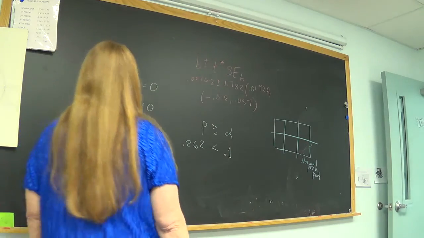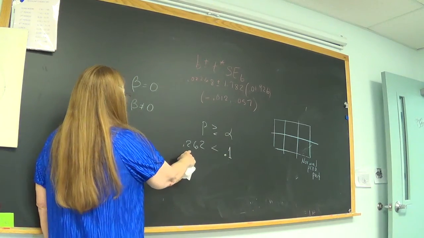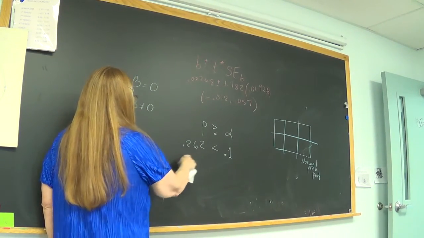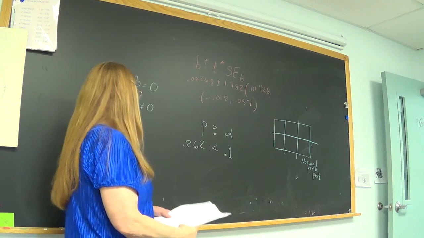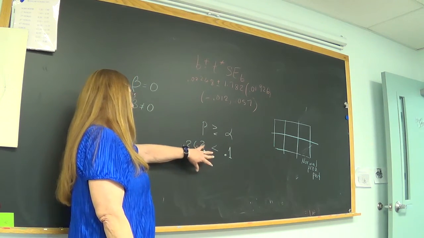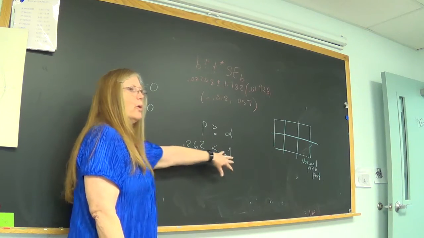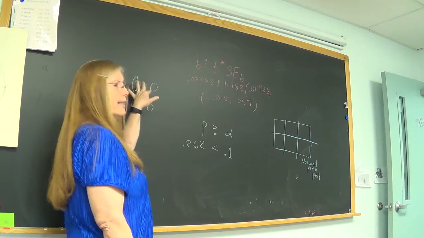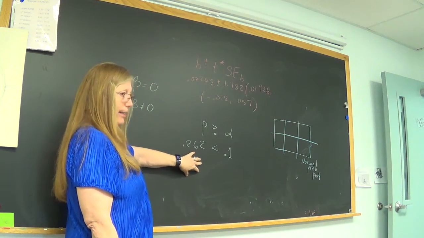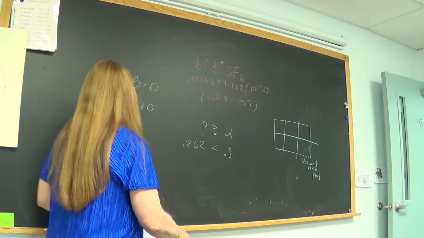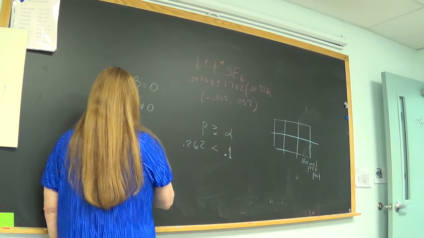We failed to reject this because it is not very unlikely. If this was really unlikely, like way lower than this, we would reject it. But it's not very unlikely, so we failed. It happens. So we're going to fail to reject, but then you have to go on.